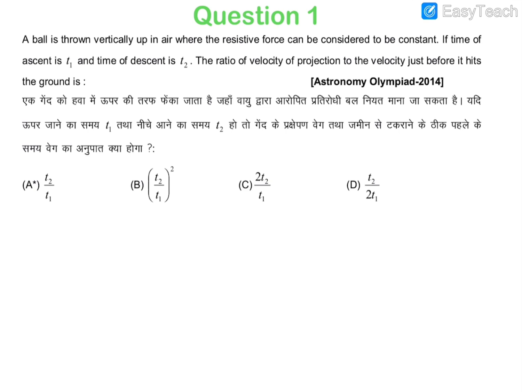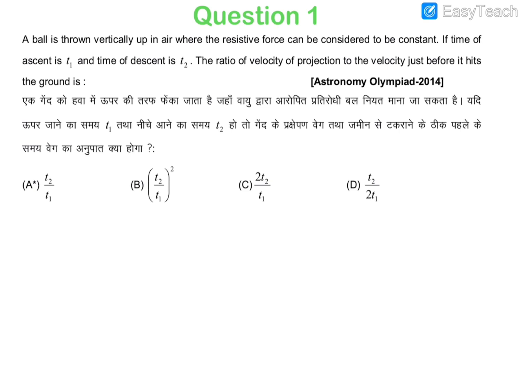Now question number 1 says that a ball is thrown vertically up in the air where the resistive force can be considered to be constant. If the time of ascent is t1 and time of descent is t2, then the ratio of velocity of projection to the velocity just before it hits the ground is what we have to find out.